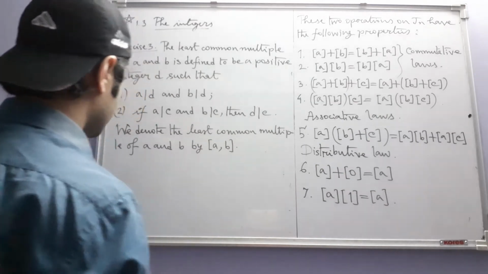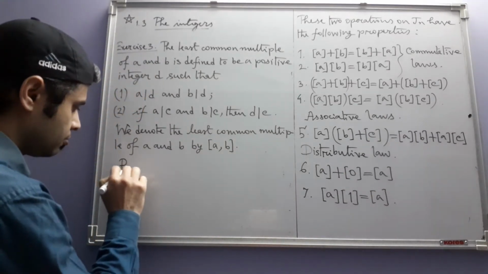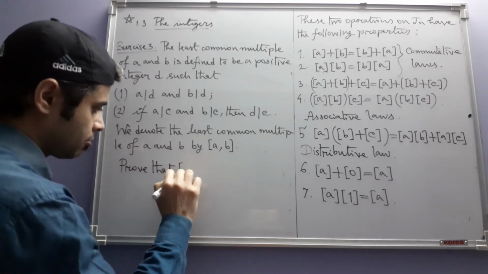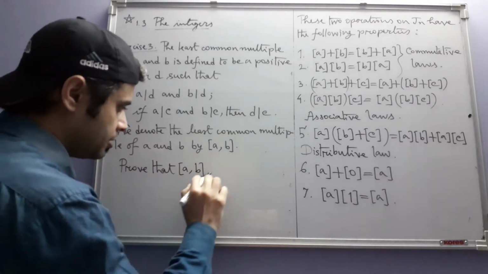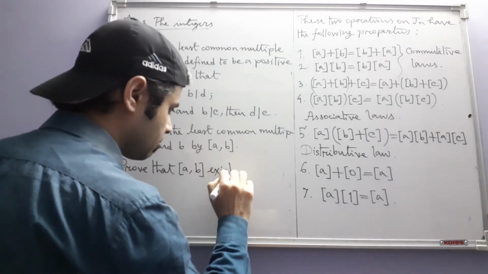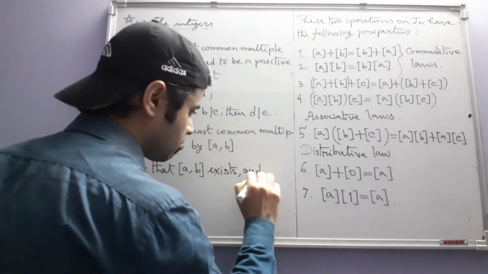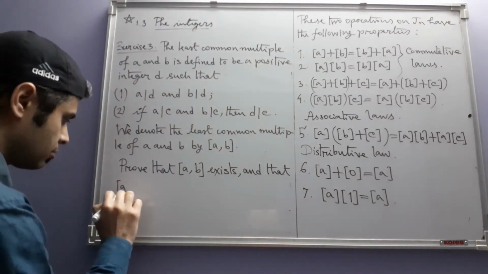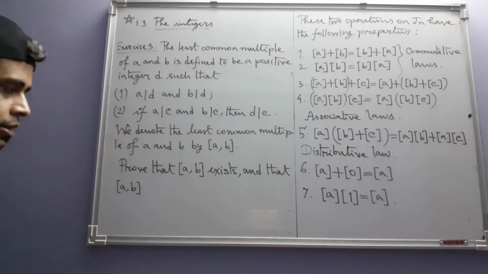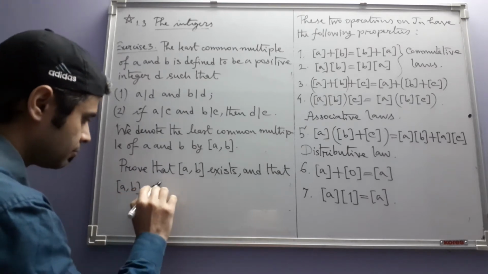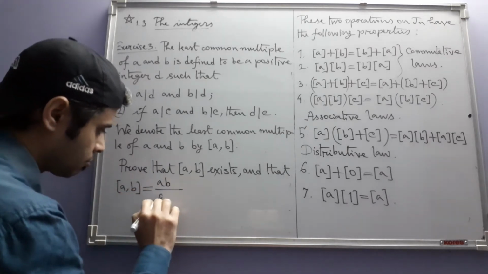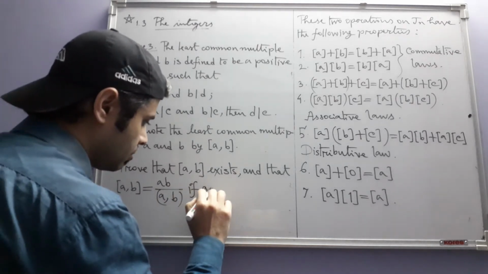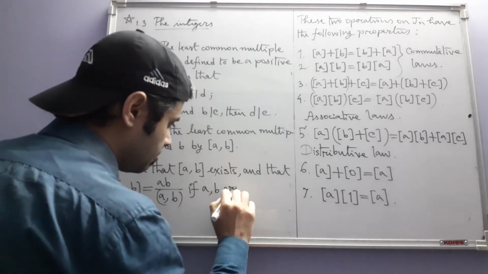By this, okay. So now prove that this exists and that this is related to the GCD of A and B in this way, if A and B are positive.